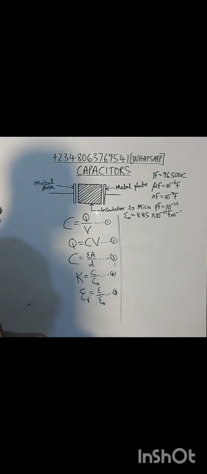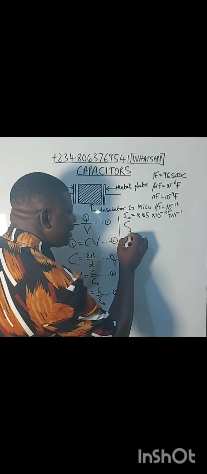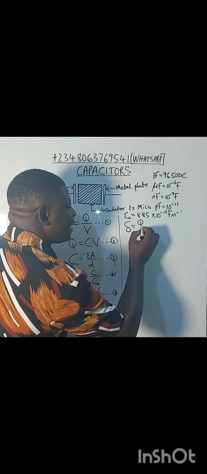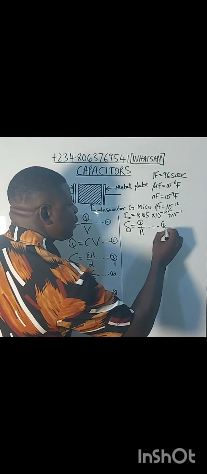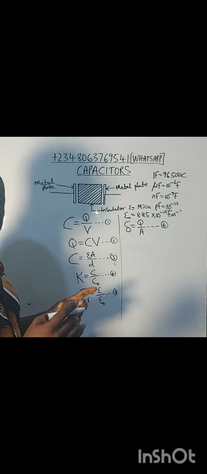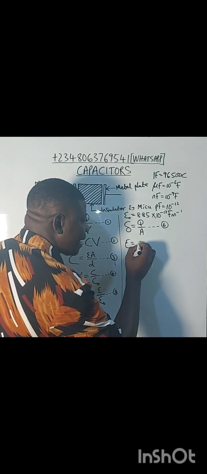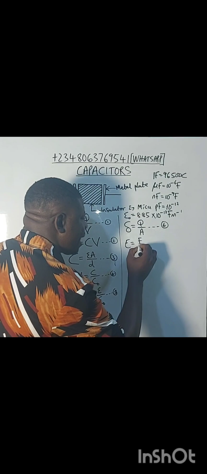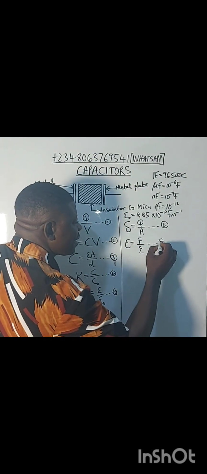Then after that, we now have what we call the surface charge density. Surface charge density, sigma, is given as the charge per unit area. That takes us to our equation 6. Then from here, we can have the electric field strength or electric field intensity, E, which is given as F all over Q. Let me call this one equation 7.